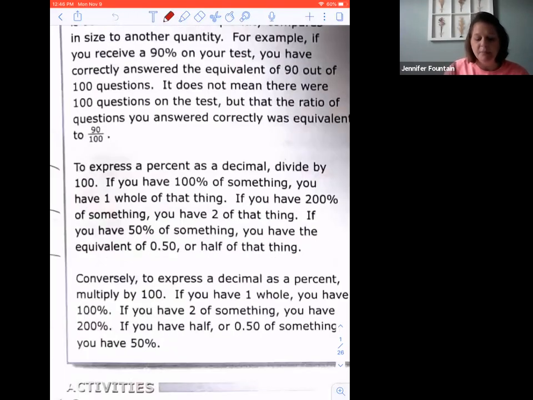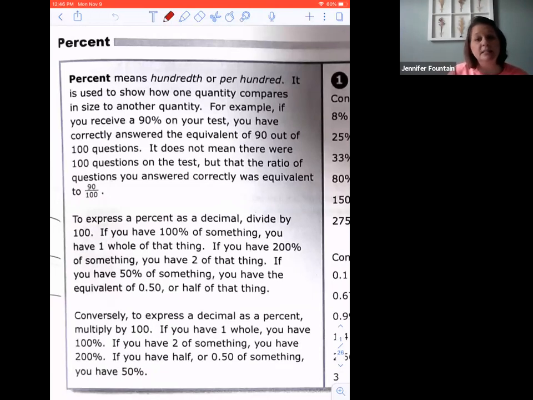So it says percent means hundredth. Notice that it has the TH on the end of it, or per hundred. Okay, so percent means hundredth or per hundred. It is used to show how one quantity compares in size to another quantity. For example, if you receive a 90% on your test, you have correctly answered the equivalent of 90 out of 100 questions. It does not mean that there were 100 questions on the test, but the ratio of questions you answered correctly was an equivalent of 90 to 100.